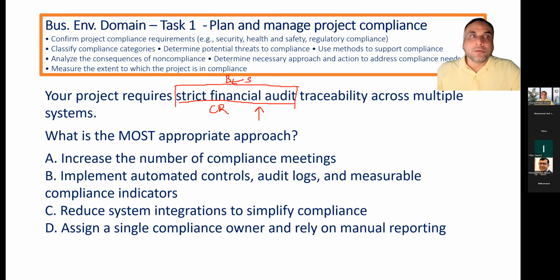What is the most appropriate approach? Increase the number of compliance meetings, implement automated controls, reduce system integrations, assign a single compliance owner, and rely on manual reporting. This word is not good. So yes, that's why B is the correct answer. Very good. Let's go next.